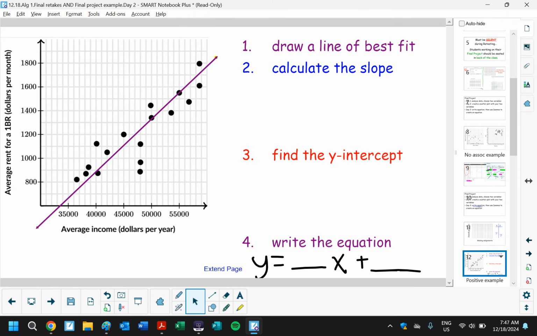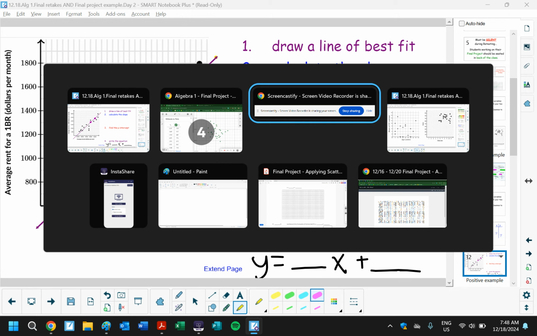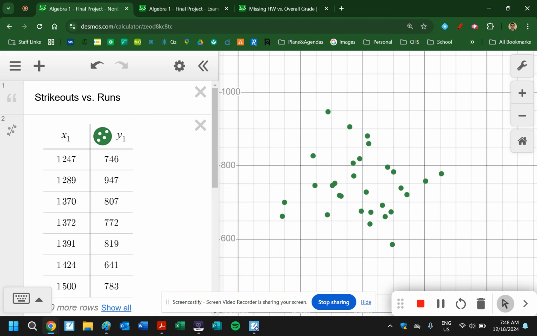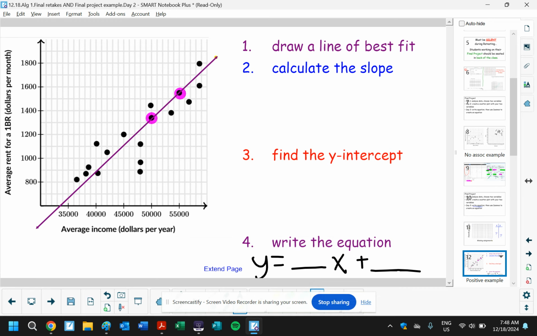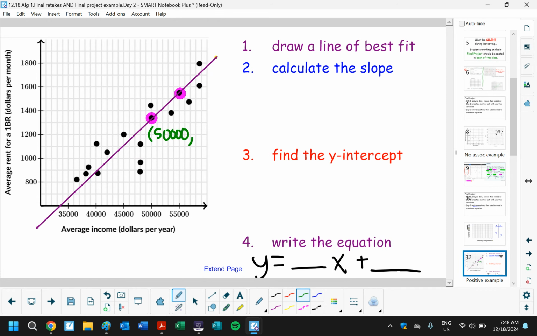If I were to draw a decent line of best fit here, I notice a couple good points. And those points, this is comparing average rent for a one-bedroom apartment compared to average income in dollars per year. So I notice my 2 points for this particular case. One appears to be about $50,000 average income related to approximately $1,300. That might not be perfect, but it's pretty stinking close. Meanwhile, I'm going to go ahead now for my other point and choose what appears to be $55,000 with a rent of $1,500. Now those are the 2 points I'm using.